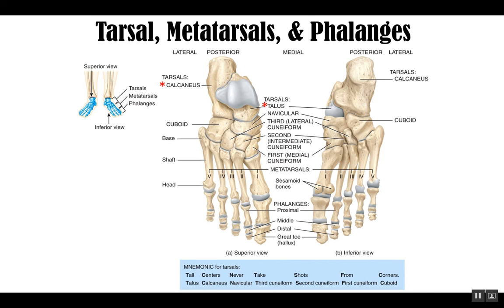That's going to end the appendicular skeleton and therefore end the entire skeleton.